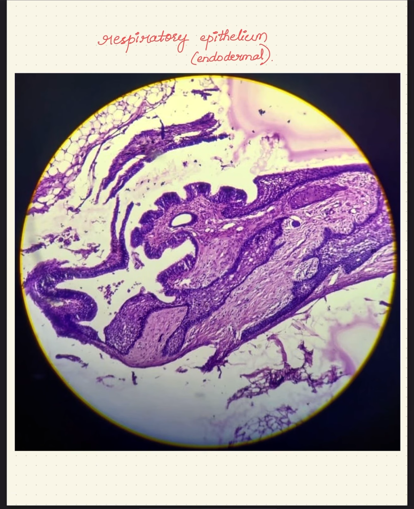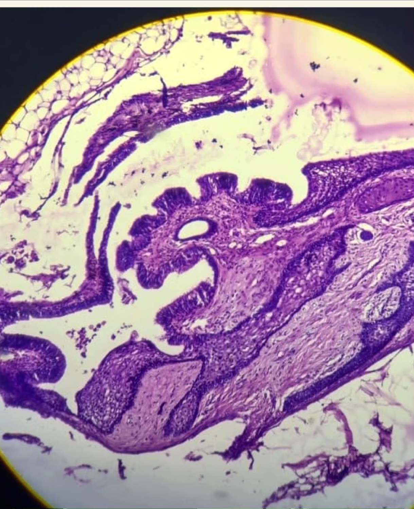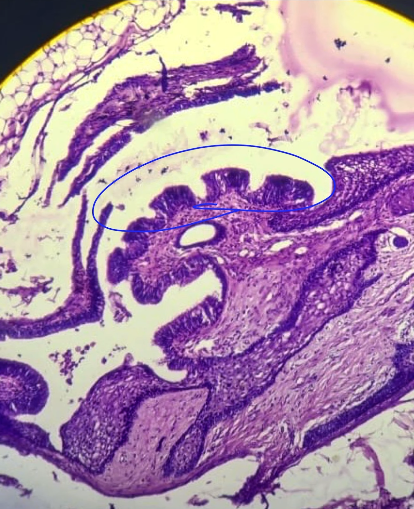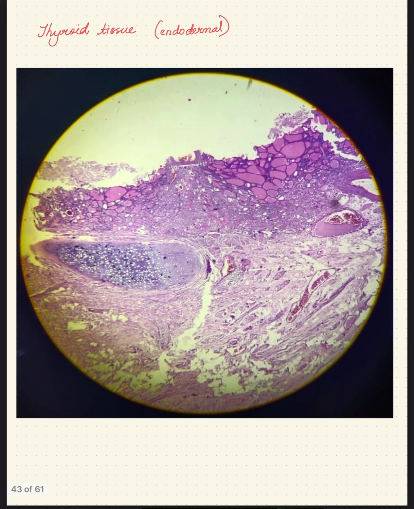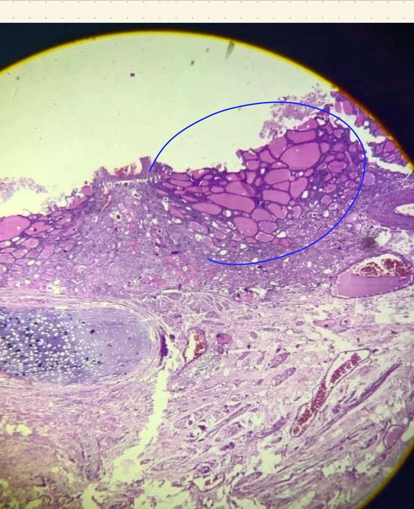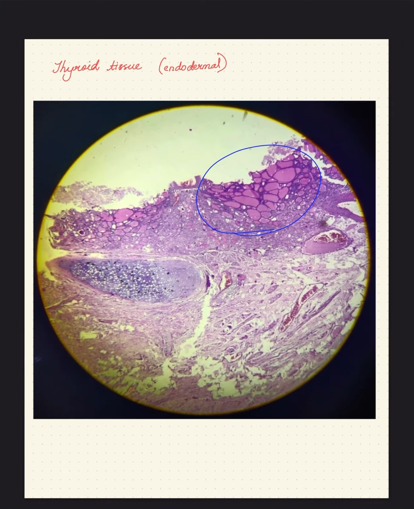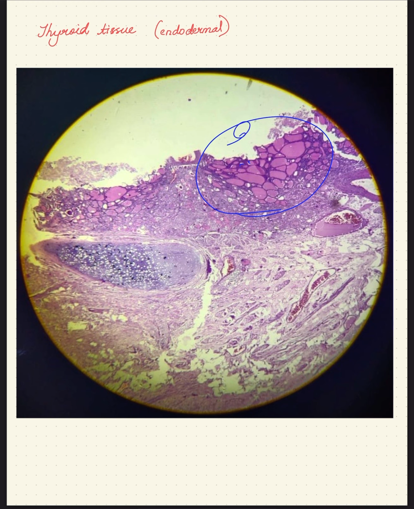Now, this is about the endodermal component. These projections are the cilia. This is ciliated pseudostratified columnar epithelium, which is typical respiratory epithelium, of endodermal origin. Here you can find thyroid tissue. You could appreciate the thyroid follicles containing thyroglobulin. Here again, this is of endodermal origin, thyroid tissue.